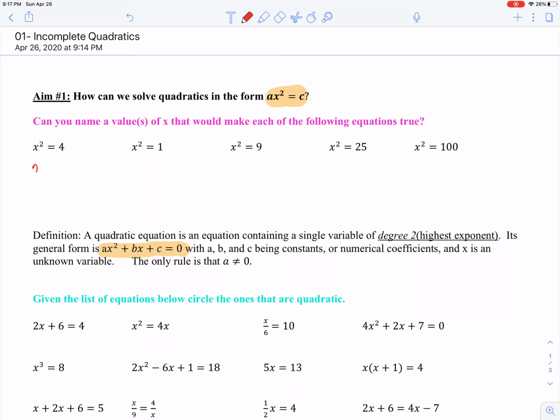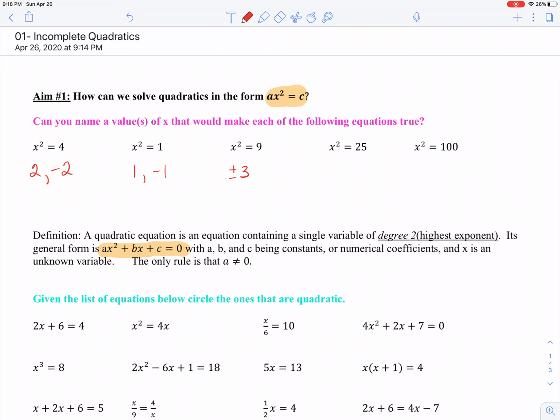Well, everyone's going to think of 2, but there's actually another number that if you square it, it's going to equal 4, and that's negative 2. Positive 2 times itself is 4. Negative 2 times itself is 4. X squared equals 1. Well, if x was 1, 1 squared is equal to 1, and negative 1 squared is equal to 1. So for 9, by now, you should realize that it's not only positive 3, but it's negative 3 also.